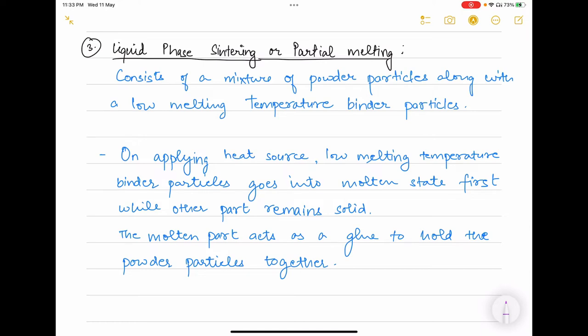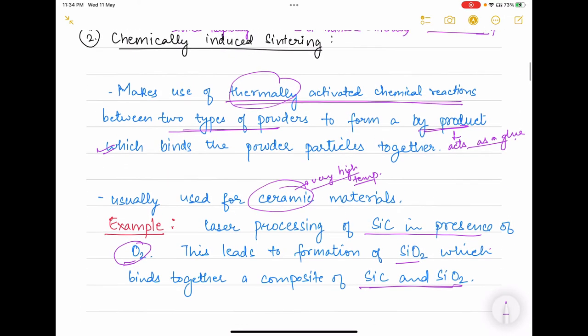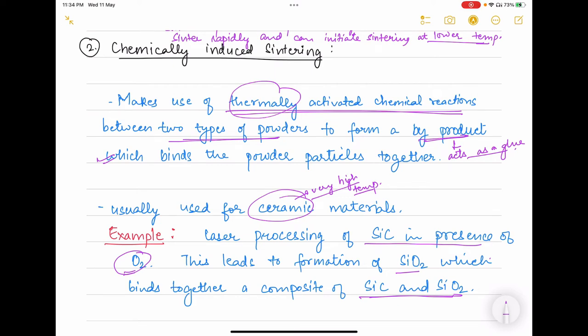Another is liquid phase sintering and partial melting. This consists of a mixture of powder particles wherein one is a low melting temperature binder particle, while the other is your actual particle. On applying the heat source, the low melting temperature binder particle goes into the molten state first, while the other actual particle remains solid. The molten one acts as a glue and holds the other powder particles together. In this, one of the powder particles goes into the liquid state, whereas in chemically induced sintering there were thermally activated chemical reactions.